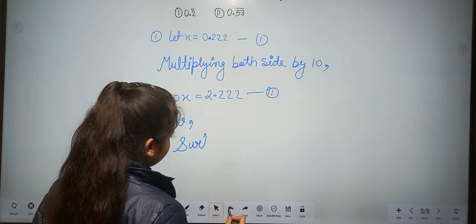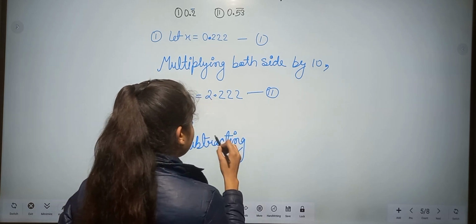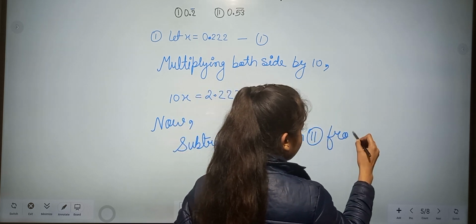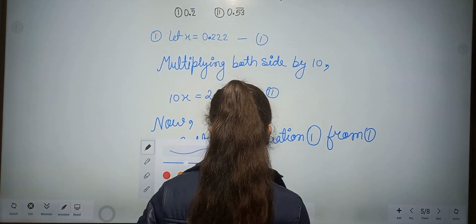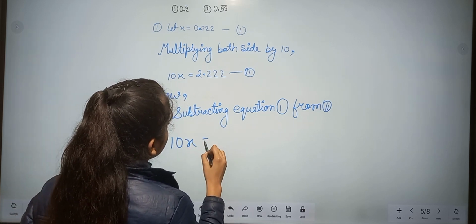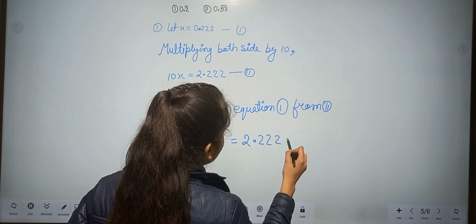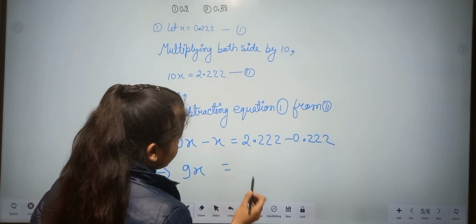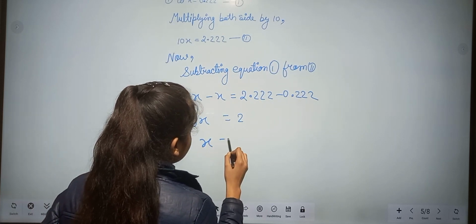Now subtracting equation first from second, because the second number is greater. 10x minus x is equal to 2.222 minus 0.222. So here 9x is equal to 2. x is equal to 2/9.